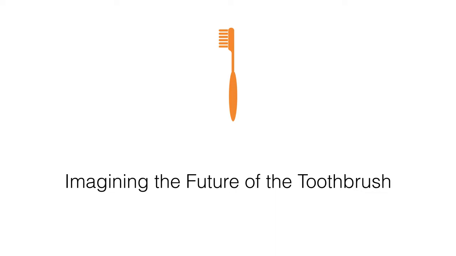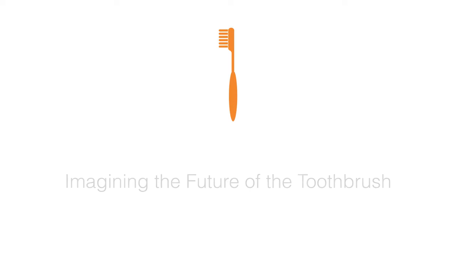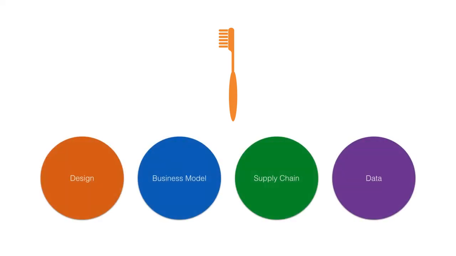To better understand redistributed manufacture and the opportunities it will provide, let's look at the example of a toothbrush. Let's examine the toothbrush in context of design, business model, supply chain and data.